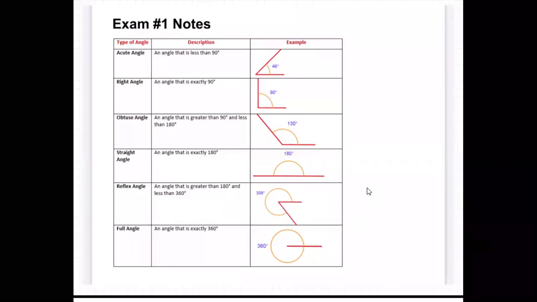So here we go. An acute angle is an angle less than 90. A right angle, you probably already know, 90 degrees. An obtuse angle, more than 90. Straight angles, like a straight line, 180 degrees. Reflex angle, I'd never heard that word before. That was kind of new to me. Is an angle like this, more than 180. And a full angle, that's all the way around, 360.